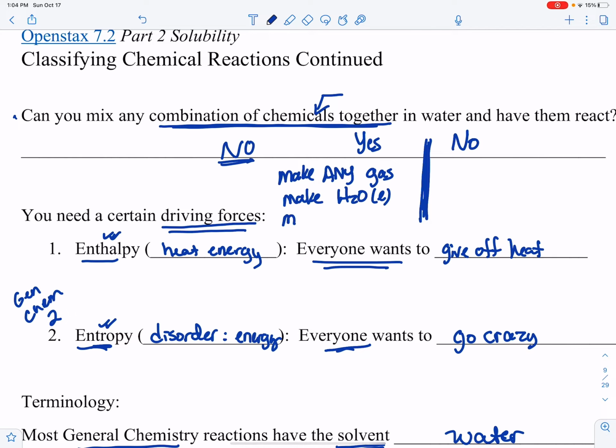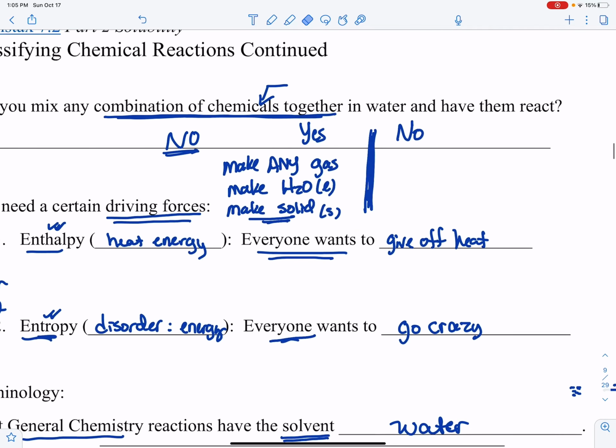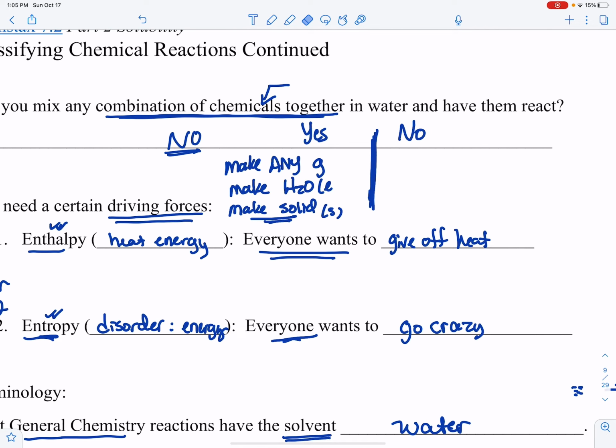And then lastly, if you make a solid. You'll find out in Gen Chem 2 that making a solid is more related to how much heat is given off. But we're just going to summarize it and say, if you make a solid, it's a driving force in this part of Gen Chem. We'll be a little more specific in Gen Chem 2 when we get to it. So these are three things you want to look for. You want to look for these three phases: a G, an S, or an L.